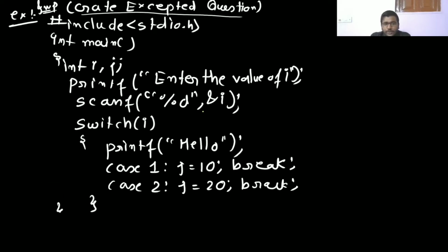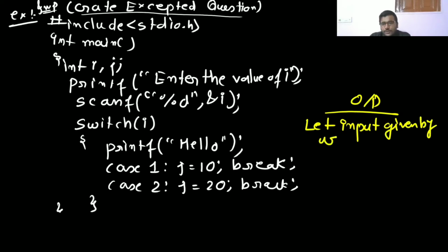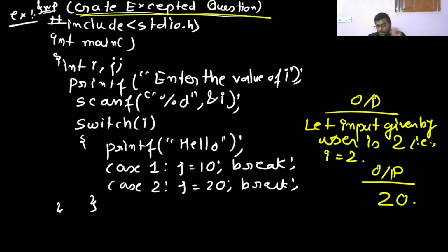So let's say the input given by the user is I equal to 2. If the user has given the input as I equal to 2, see how this switch case works. It will take the value I equal to 2, and it will just see the cases.